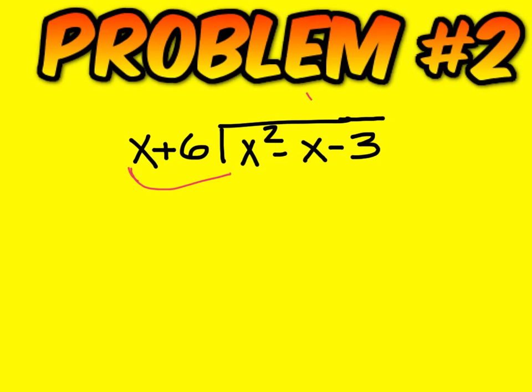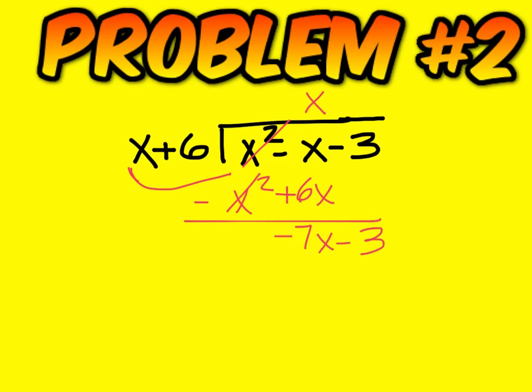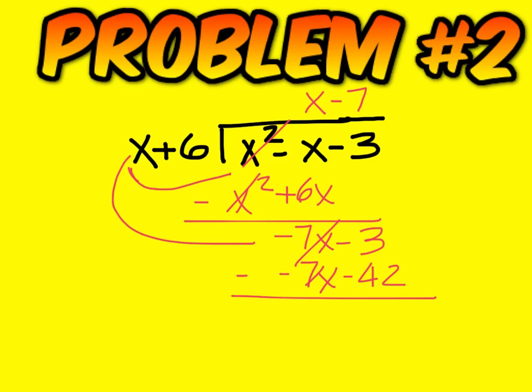X times x would give me x squared, and x times 6 is 6x. So when I subtract, they're gone. Negative x minus 6x is negative 7x. Drop the minus 3. And this times a negative 7 would give me negative 7x. So negative 7 times 6 is a negative 42. These are gone. Negative 3 plus 42 would give me 39. So remainder 39.